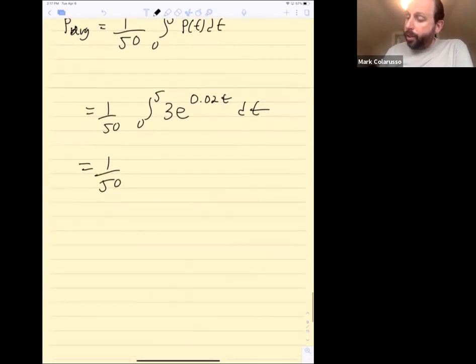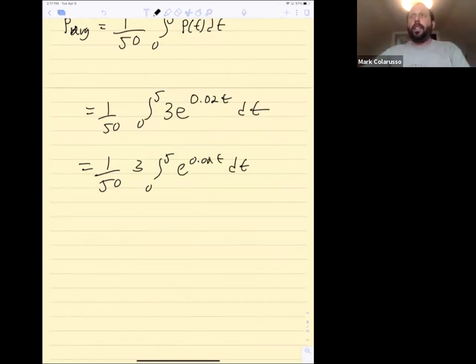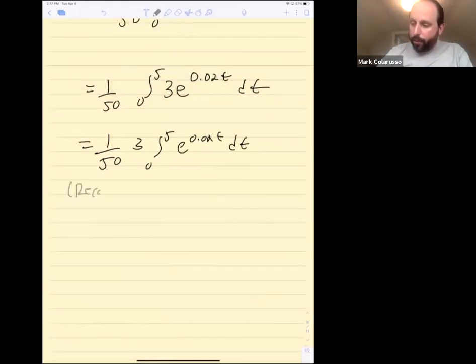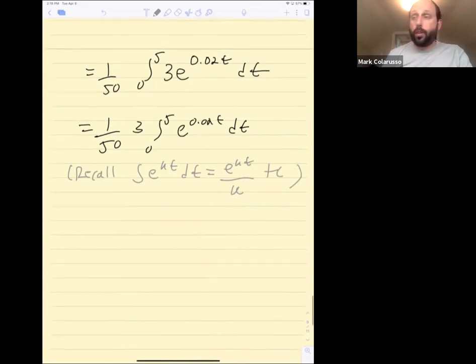Okay, and so we can pull out the 3. We know how to do this, right? And we're left with figuring out the definite integral of e to the 0.02t dt. So recall this all-important integral formula: the general antiderivative of e to the kt is e to the kt over k plus c. So that's what we need to use to compute this definite integral, right?